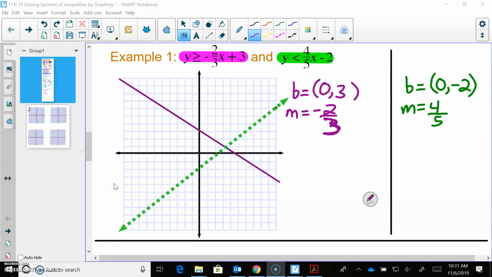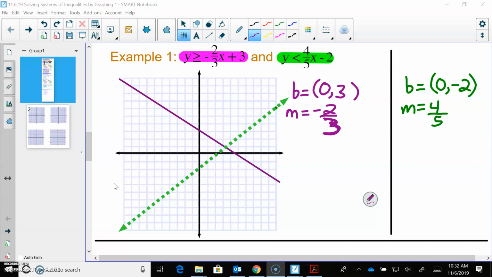So today we're going to be solving systems of inequalities by graphing. It's the exact same process as solving systems of equations, what we did yesterday by graphing, except now we've got inequality signs. So if we look at this example 1, it's already in y equals mx plus b format. So all I have to do is label my b, my slope, and then figure out what type of line and where I need to shade from that point.